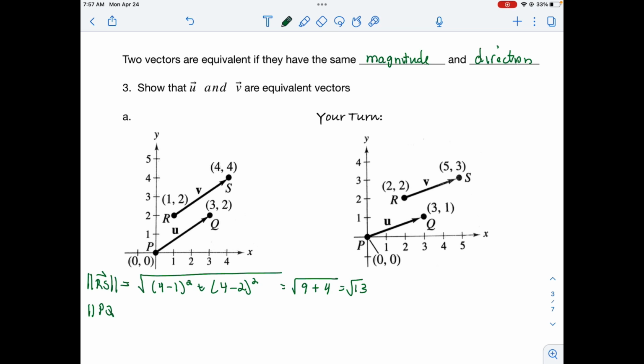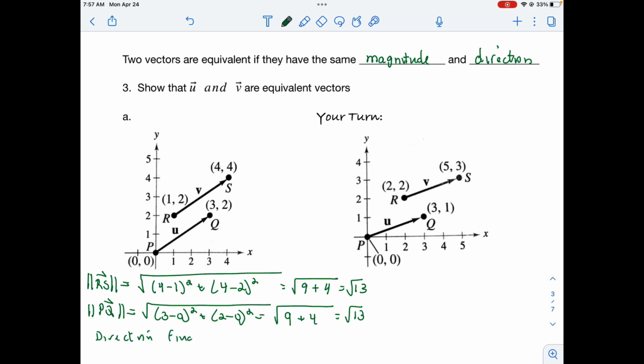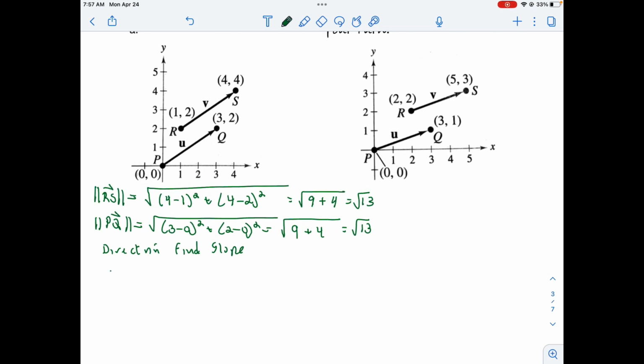Now, for vector PQ, you'll notice that my initial point is (0, 0). So this is actually a component vector. And so I could have just done 3 squared plus 2 squared, which gives us the square root of 13. So they have the same magnitude. Now we have to figure out if they have the same direction. So are these two lines slanted the same? Well, how do you find the slant of a line segment?